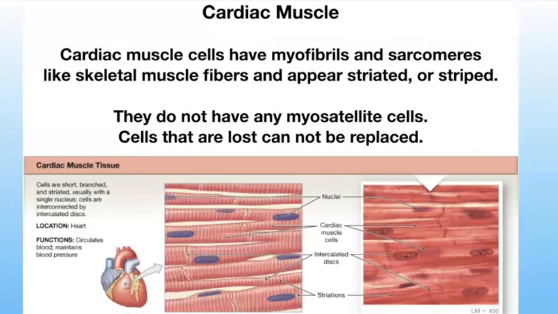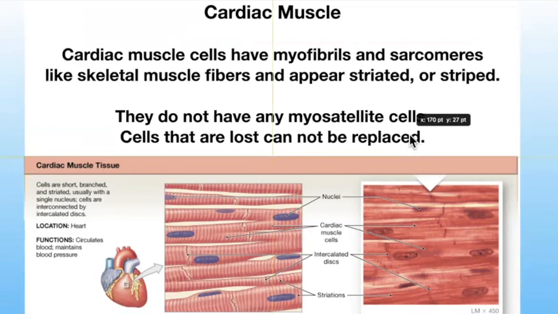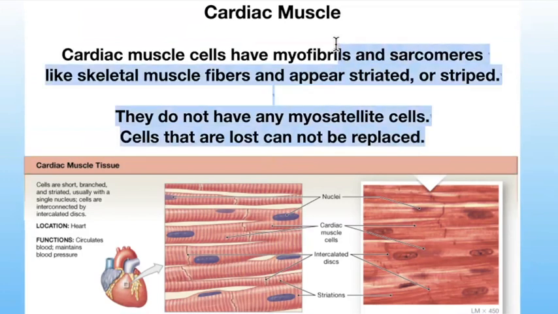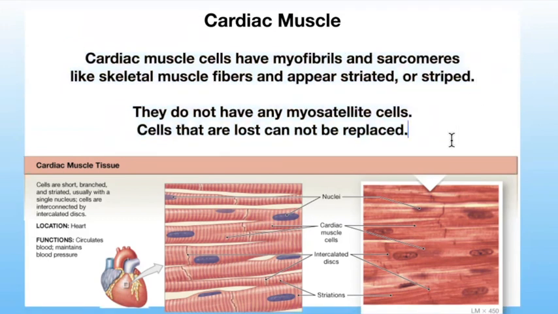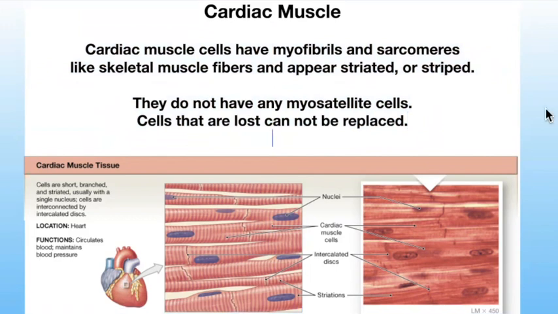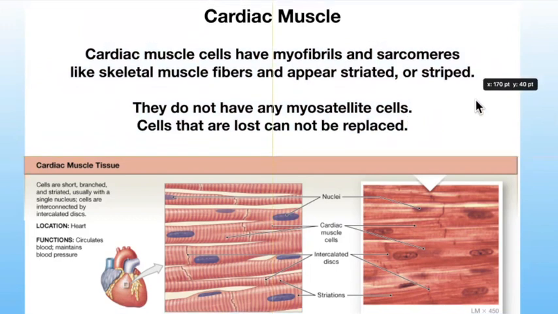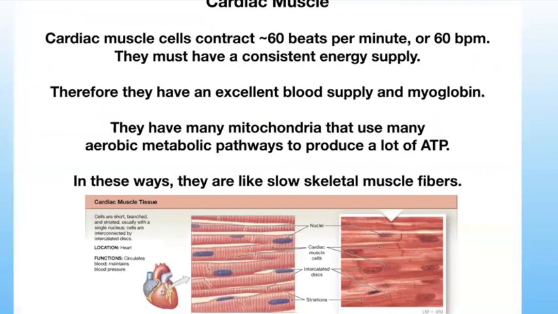Cardiac muscle cells have myofibrils and sarcomeres like skeletal muscle fibers, and they appear striated or striped, just like skeletal muscle fibers do. They do not have any myosatellite cells, sadly, so cells that are lost cannot be replaced. That's why myocardial infarctions are so devastating.